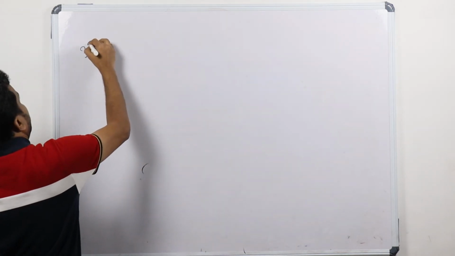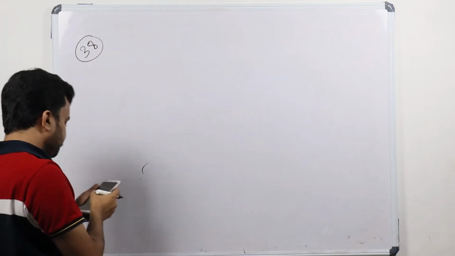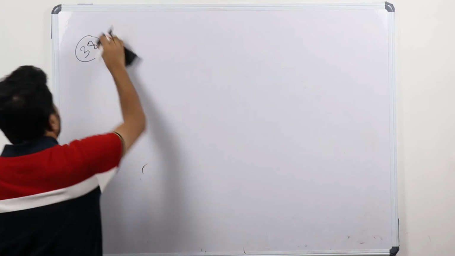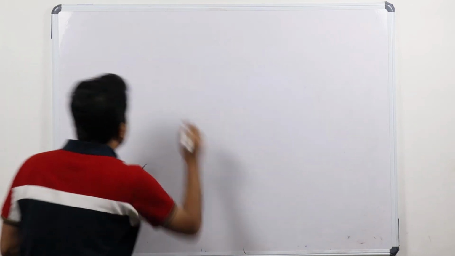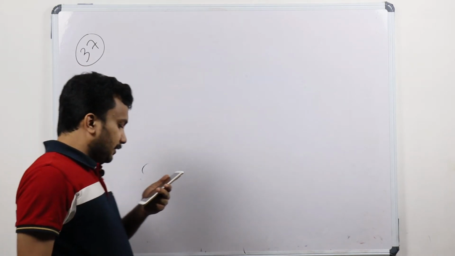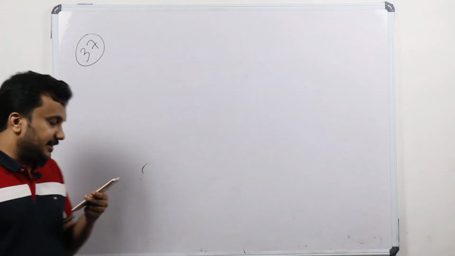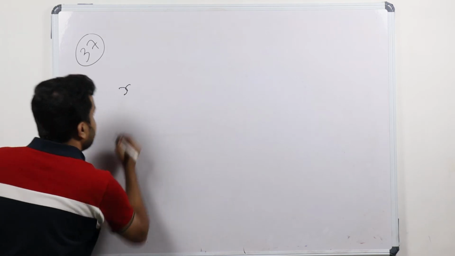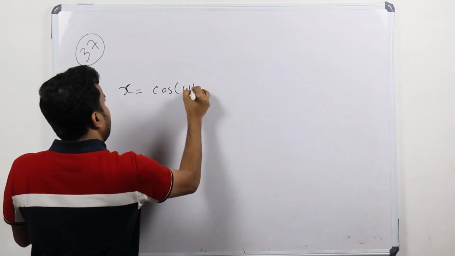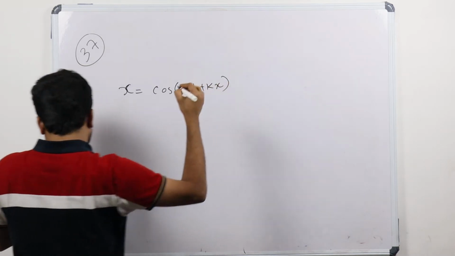Question number 37. Sorry, it is 37. In a relation, let's write the relation, because the relation is important for us. x will be equal to cos of (omega t plus kx). What are they asking?